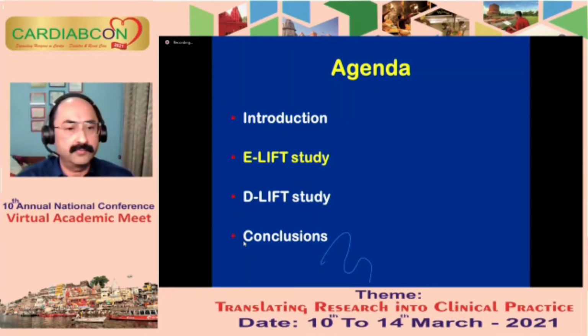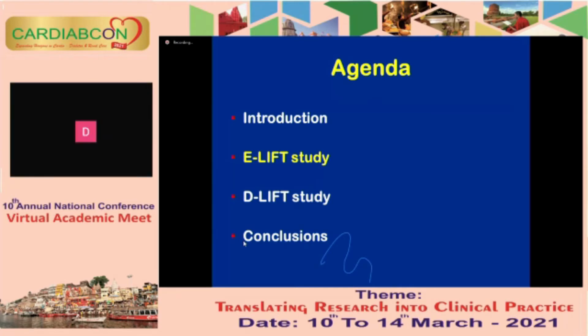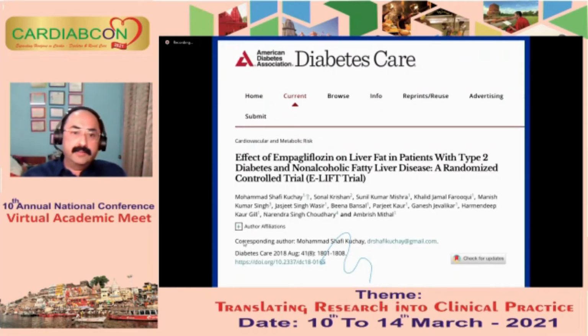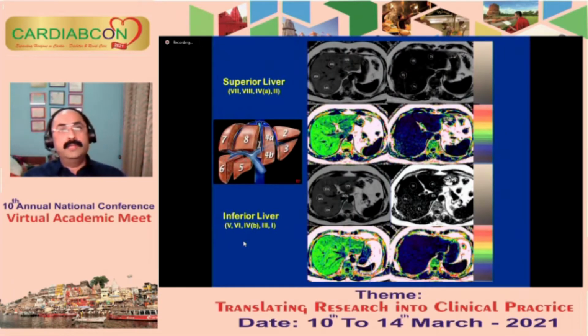One is on empagliflozin, the SGLT2 inhibitor, and the other is the DLIF study, which is on dulaglutide. Both were focused on routine care. These are randomized controlled trials, open label, which were done in the real-world scenario in the OPD at our center. In these, we are assessing how these two particular drugs provide benefit to liver health.